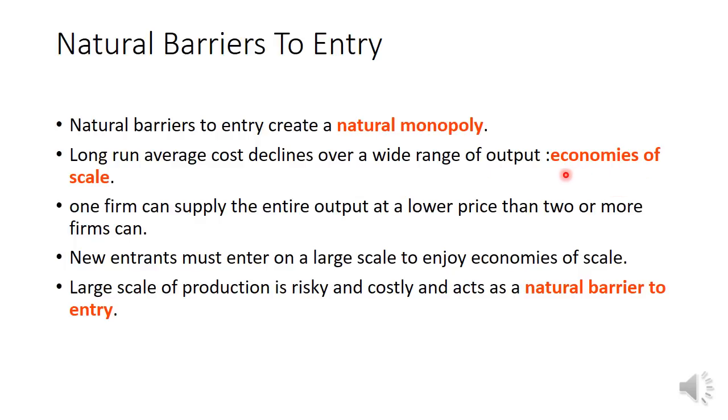So the low cost that is enjoyed by the seller with economies of scale is a natural barrier. All right, newcomers, when they look at how this firm operates, feel that they can never match the low cost of this firm and therefore the low price. They will rather not enter at all. Okay, so this low cost as a result of economies of scale acts as a natural barrier for new firms trying to come in. Okay.